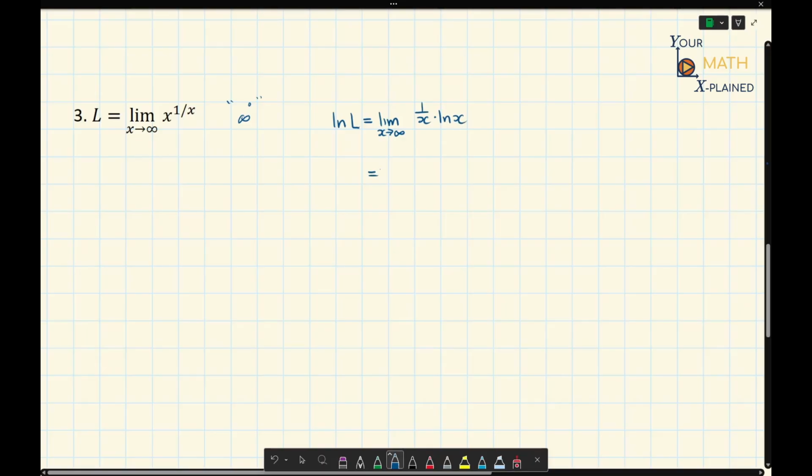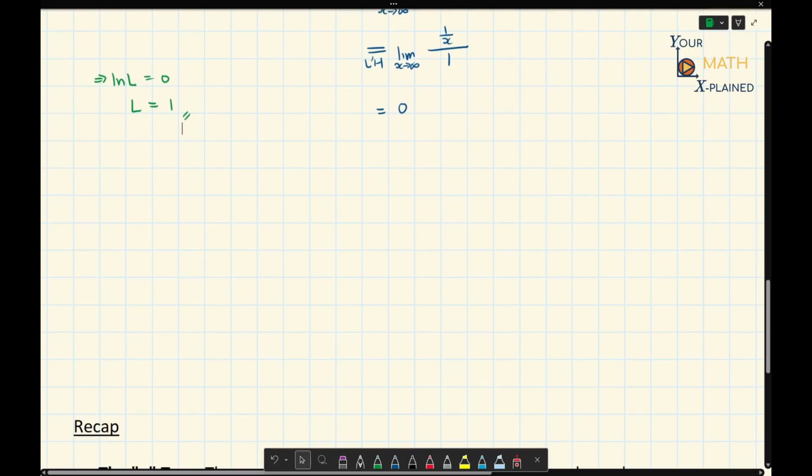Rewriting this into an acceptable format is going to give us limit as x approaches infinity of ln of x over x. So this is now in the form of infinity over infinity, which means we can go ahead and use L'Hopital's rule, and we get limit as x approaches infinity of 1 over x over 1. So now evaluating the limit is going to give us 0. So therefore, we have ln of L is equal to 0, which means L is equal to e to the power of 0, which is 1.